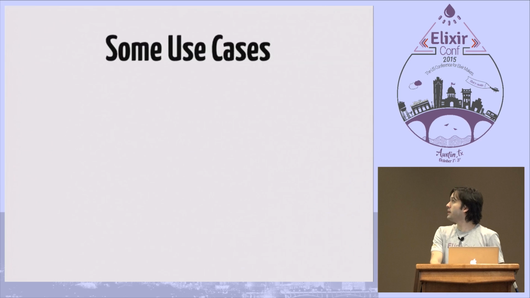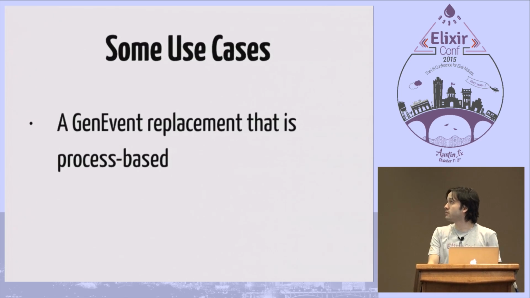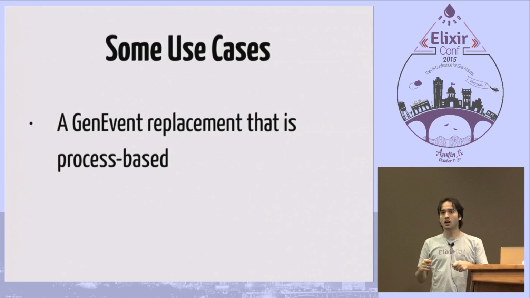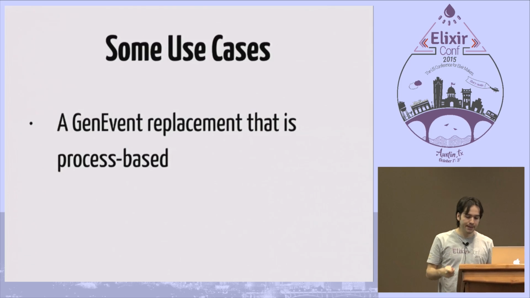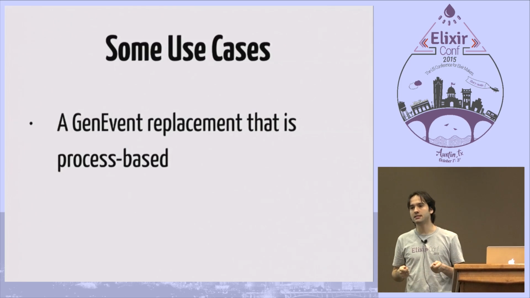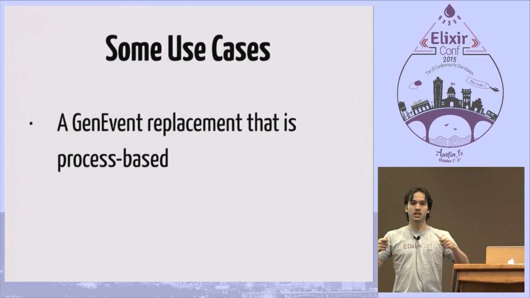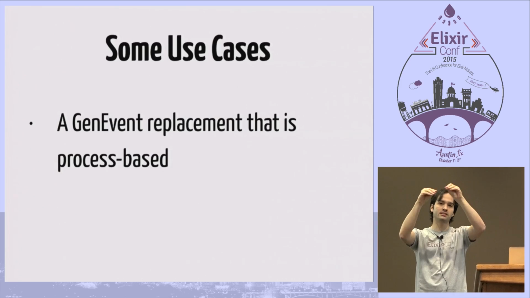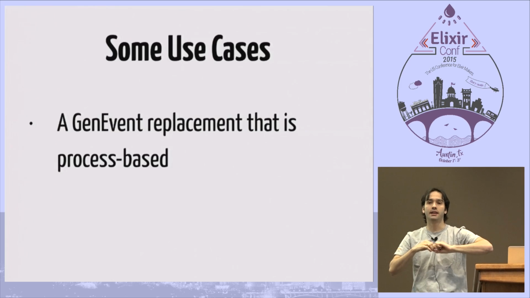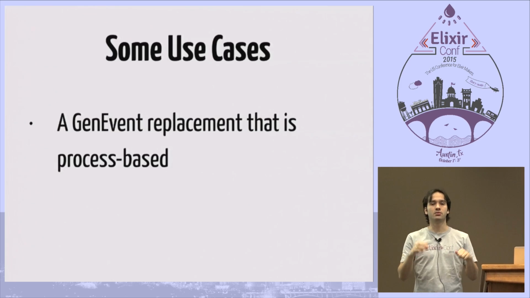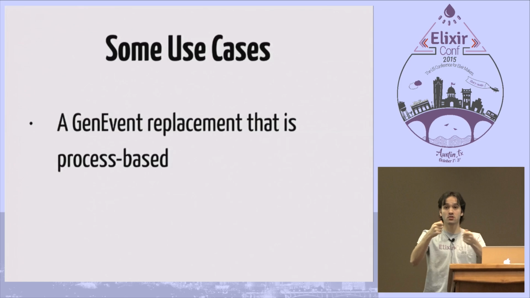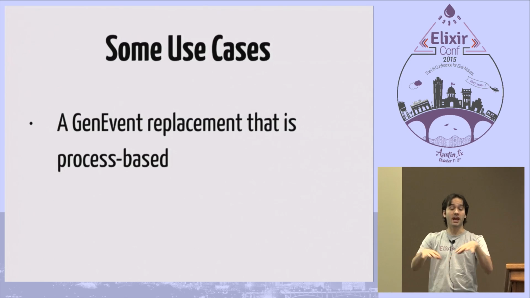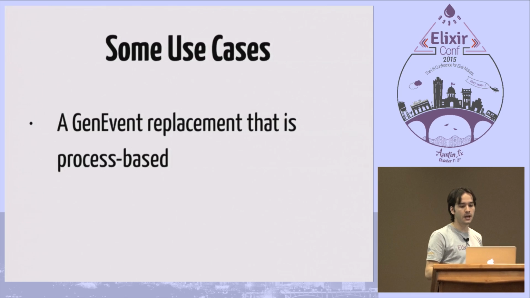So we saw that it can be used as a GenEvent replacement that is process-based. GenEvent has a couple of different issues. My biggest issue with GenEvent is that when you create a GenEvent and install handlers on it, those handlers are all in the same process, the GenEvent. They're not concurrent, so they're not really isolated. It's a weird thing. So now we have an actual GenEvent where all the things that are receiving the events are other processes. So we have concurrency, we have isolation, okay?